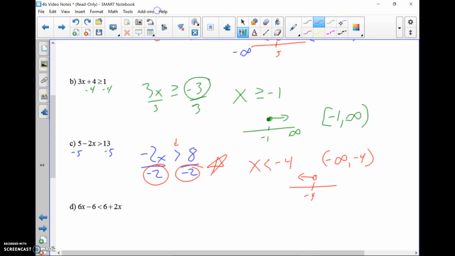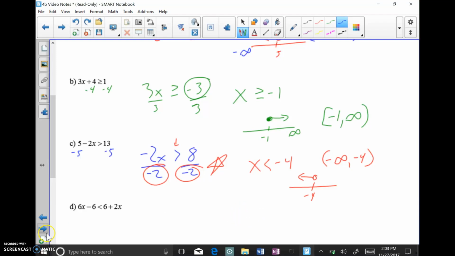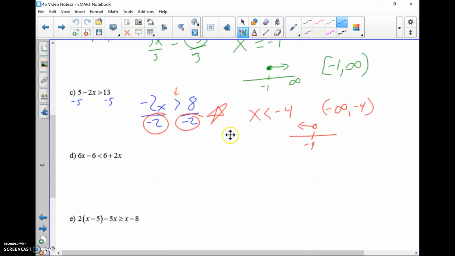And let's go, just trying to change colors there. It's not letting me. Hold on. Okay, sorry about that.